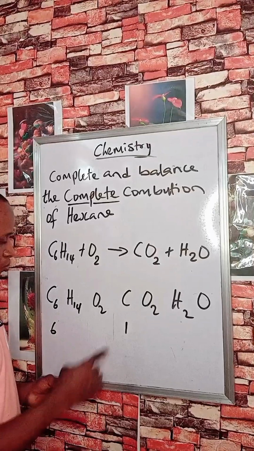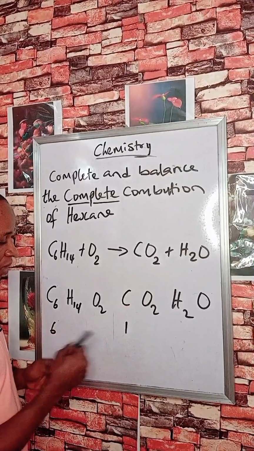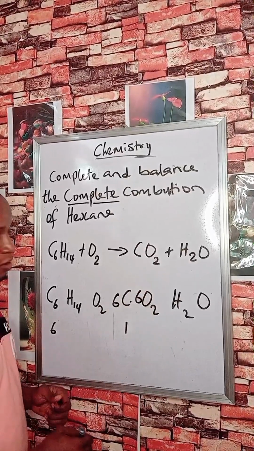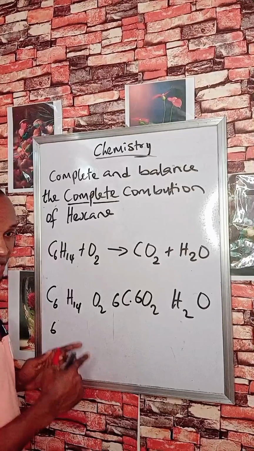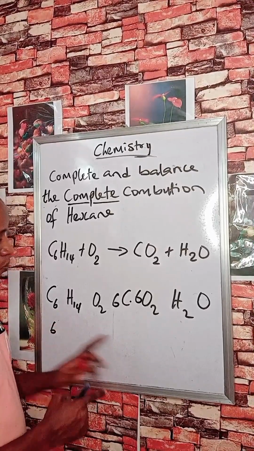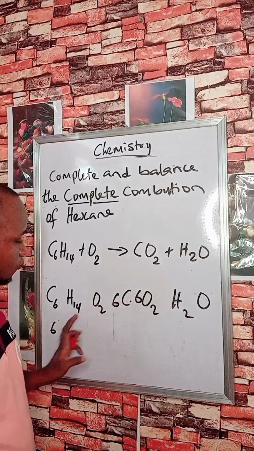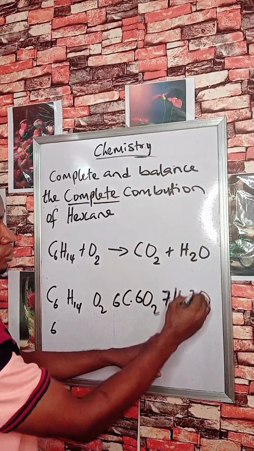So what we need to do is add 6 to this other carbon to make up 6 carbons and balance this side. So carbon, we add 6 here. And the 6 also affects the oxygen, which is here. So oxygen here is now 6. The next step is to balance hydrogen. Hydrogen here is 14, while hydrogen here is 2. So we need to multiply this by 7 to make up the 14 that is here. That is 7, and the 7 also affects the oxygen that is here.